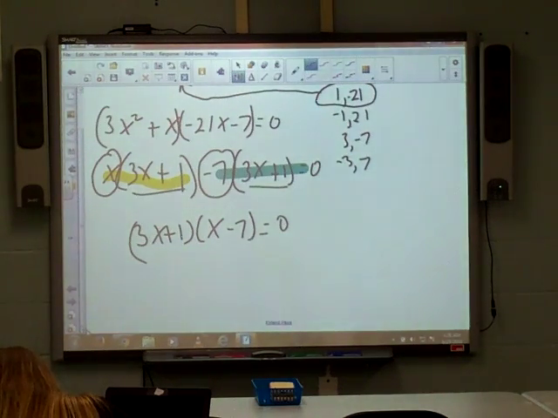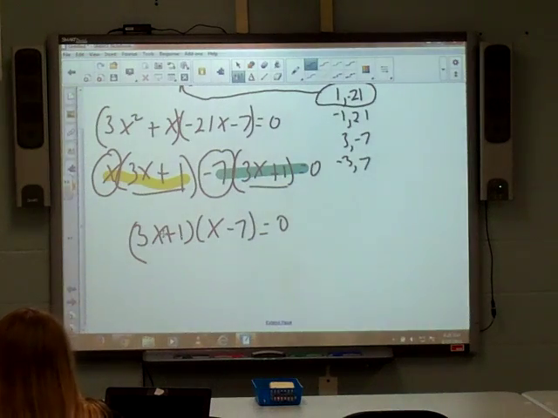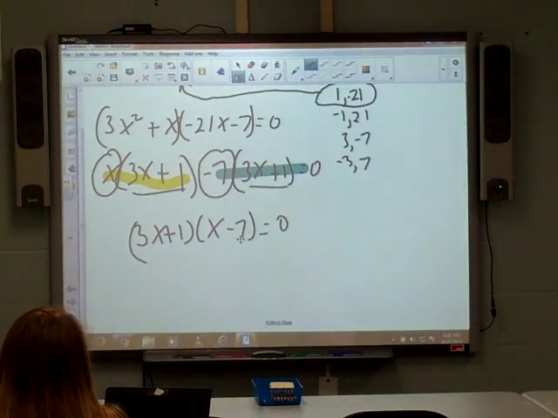If it said factor, you would stop, but we're solving, so we've got to go a couple of steps farther and solve both of those pieces now. David, we just did. The yellow and the blue side both had a 3x plus 1 in common, so I took it out. When I took 3x plus 1 away from the yellow, all that was left was an x. When I took it away from the blue, all that was left was a negative 7.